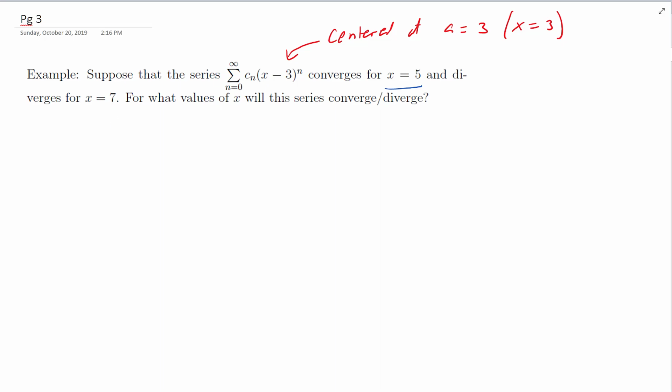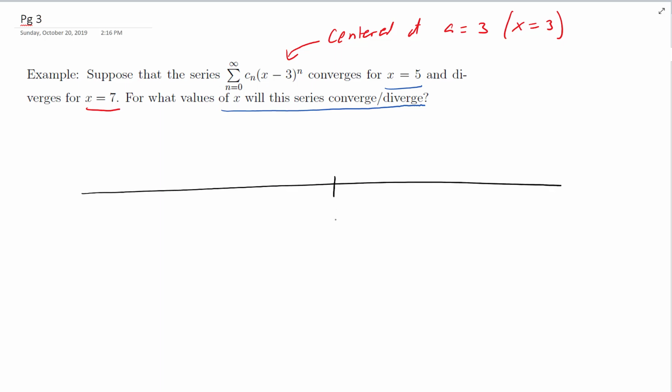So we're given an x value where this series will converge, and we're given an x value where it will diverge. Now what we want to do is to talk about the rest of the number line. For what values of x will this series converge or diverge? In other words, what do we know for a fact? So if I look at a number line here, I put my 3 on it. That is where we're centered. And I know that here is x equals 5.